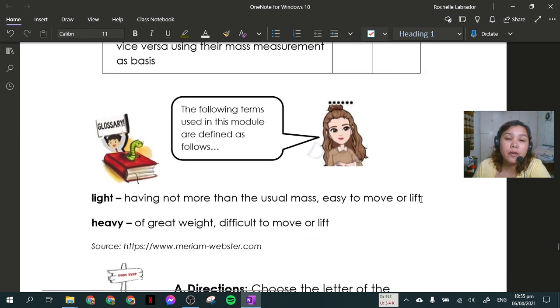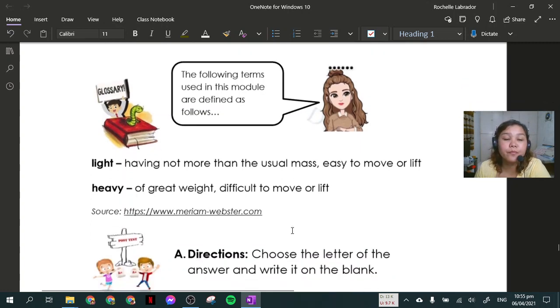So glossary. The following terms used in this module are defined as follows. Okay, light, ibig sabihin, having not more than the usual mass, easy to move or lift. Because it's light, you can carry it easily. Pwede lang ma-move or pwede lang makarga. And then heavy, it means of great weight, difficult to move or lift. Kasi mabigat, mahirap siyang bitbitin.